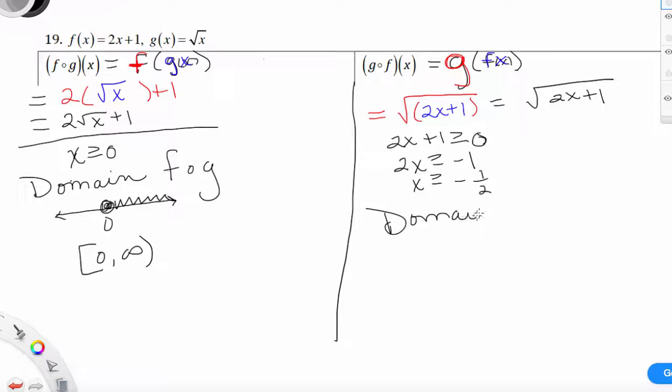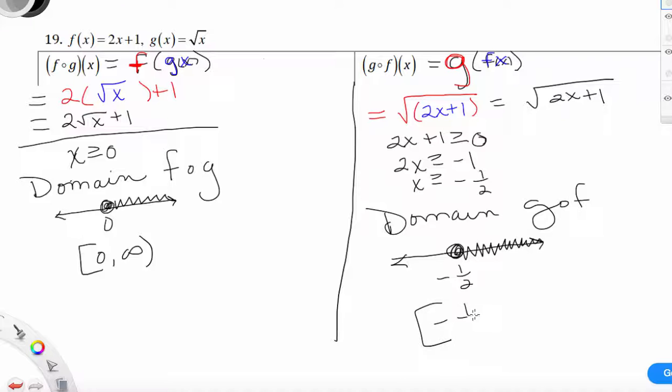So the domain of g of f is going to be from negative 1/2 to infinity, anything greater than or equal to negative 1/2, and that looks like this, negative 1/2 to infinity.